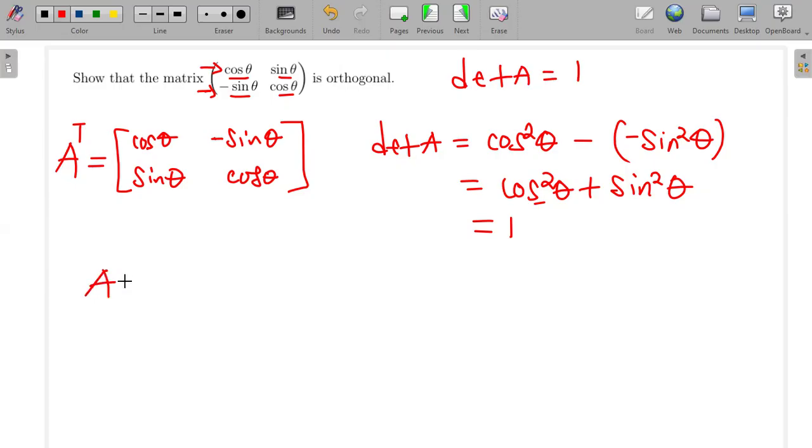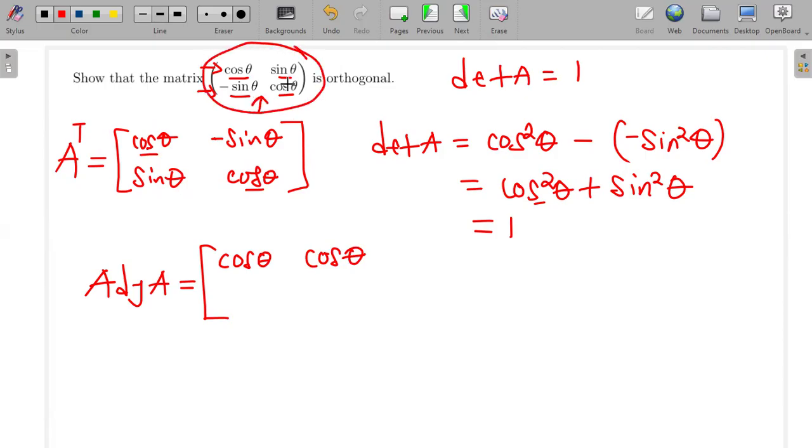From there I need to find my adjoint of A. The adjoint will be, I just exchange the sign in the minor diagonal, and I exchange the entries in the major diagonal. In the major diagonal, I have cos and cos, so even if I exchange, I still remain with cos and cos. Then I exchange the sign there. This one was negative, here it becomes positive. This was negative here, it becomes positive. It was positive there, it becomes negative like this.